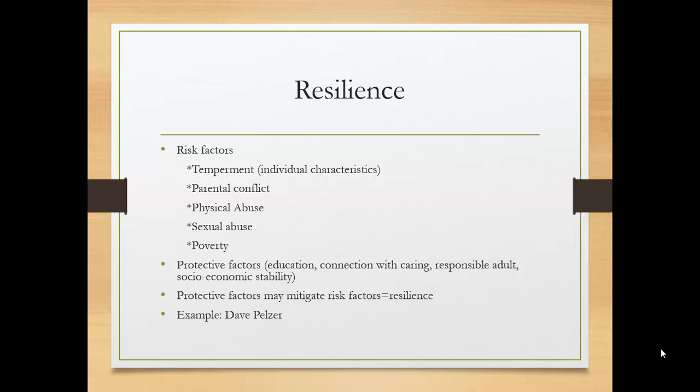An example of this, somebody that's often thought about as being very resilient, is Dave Pelzer, who I mentioned before. Dave is the subject of 3 books. The first and the most popular, most well-known one is A Child Called It. And in that book, it describes Dave's life growing up as an abused child.